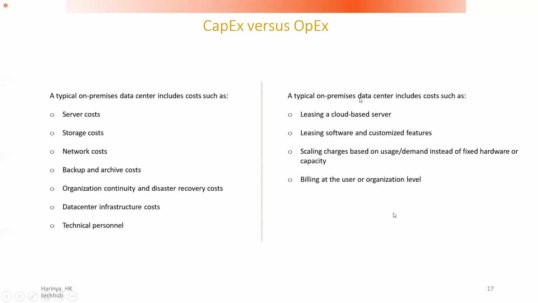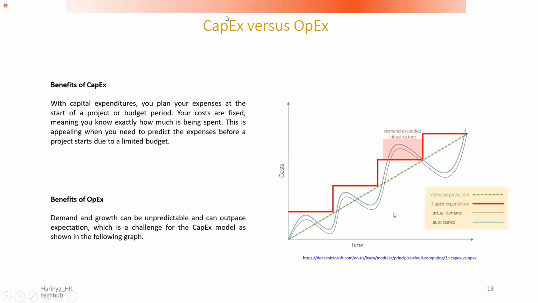In the opex model, costs include leasing a cloud-based server, leasing software and customized features. You pay after some amount of time. Once you purchase it, at the end of the month you get the bill. But in capex, you pay the amount upfront and then use the resources. That is the difference between capex and opex. All the points are literally the same. You can identify capex as an upfront cost, and opex as a pay-as-you-go model with no upfront cost.